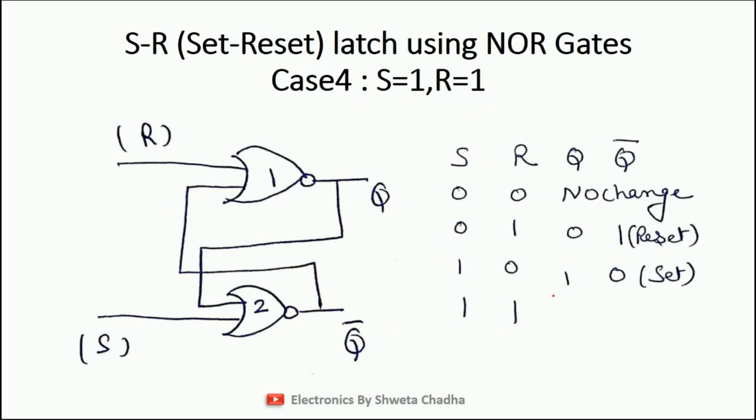And the last condition is 1, 1. So S is equal to 1, R is equal to 1. We can definitely simplify gate number 1 because a minimum of one input is equal to 1, so the output will be equal to 0. Also, we can simplify gate number 2 as well because it is also satisfying the condition that a minimum of one input is equal to 1. So the output will become equal to 0. Now what are we getting? We are getting Q and Q bar both equal to each other, equal to 0, which is practically not possible because Q and Q bar must be opposite to each other. Hence, this condition is known as the invalid condition.